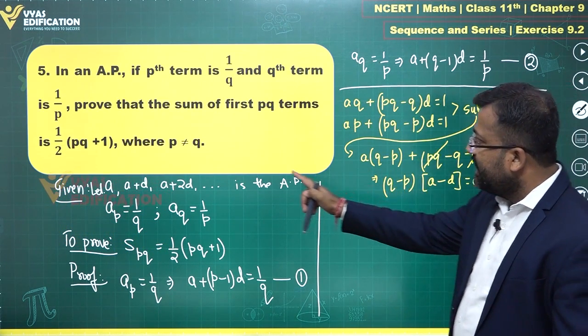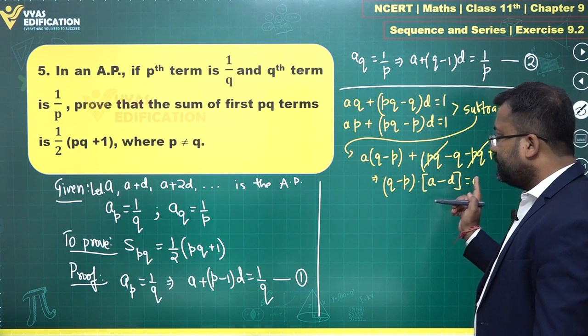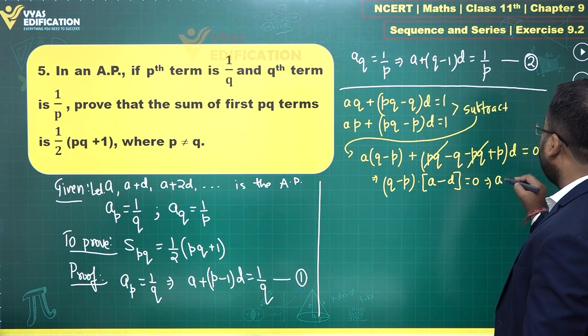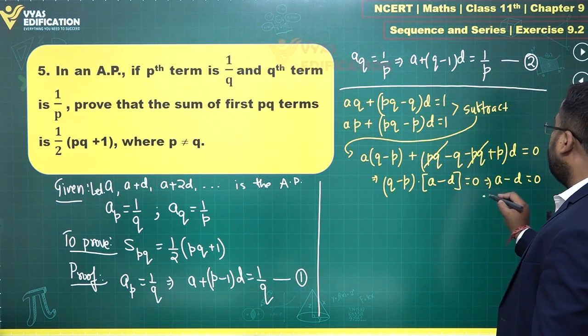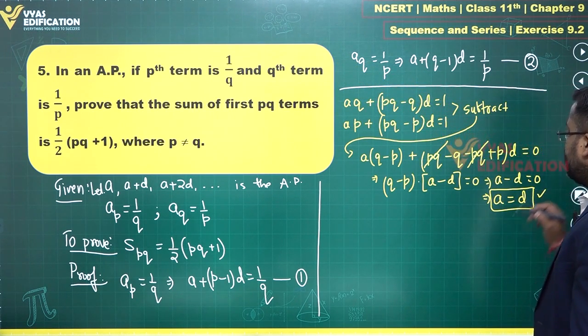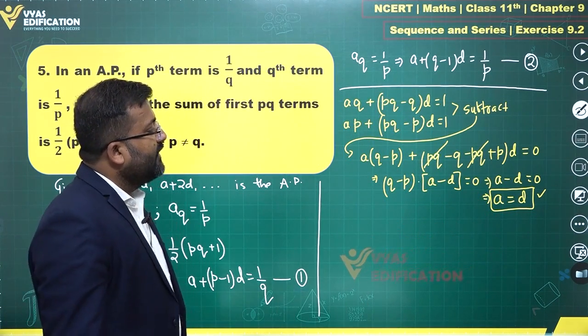And since P is not equal to Q, this is non-zero. The product of two real numbers is 0, and this is non-zero. Therefore, A minus D will be 0, or that tells me that A will be equal to D. That's the first thing that you observe, that A will be equal to D. That's what you observe. Okay.